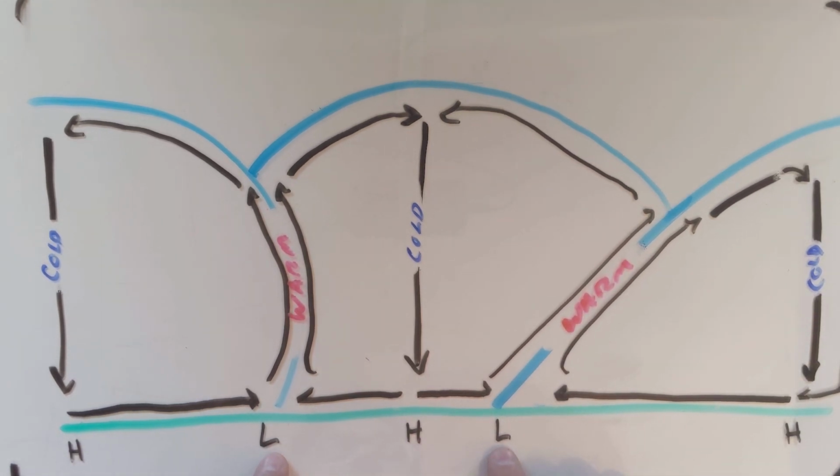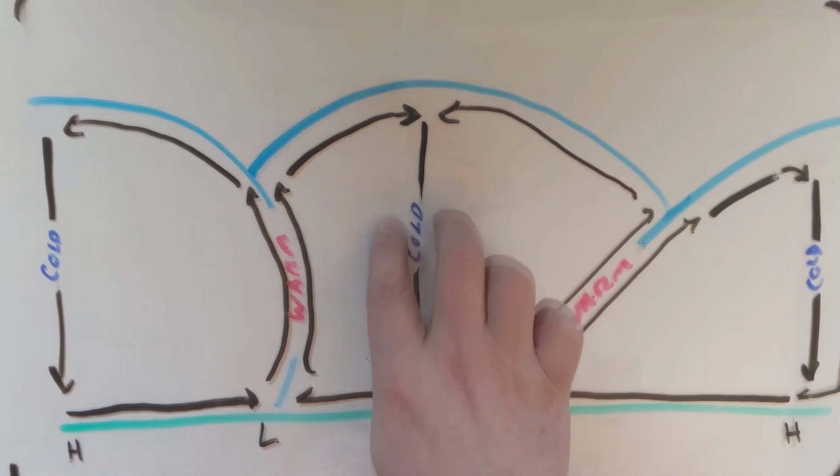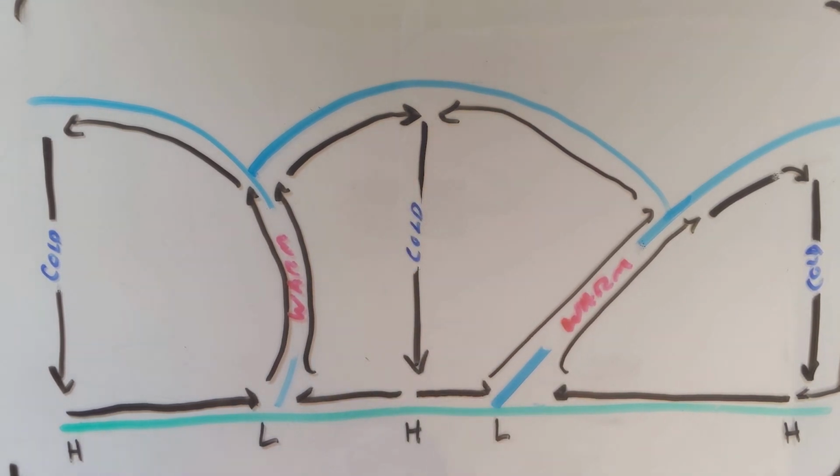So we're going to mark them here and here. In places where we have high pressure, we have cold air that sinks down. In places where we have low pressure, we have warm air that rises up. And those are regional air mass winds.